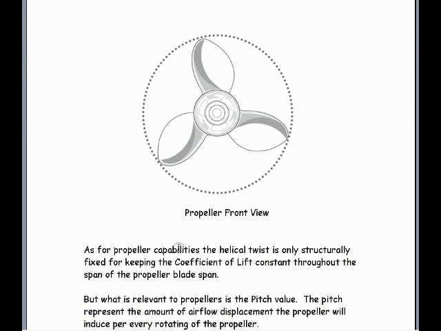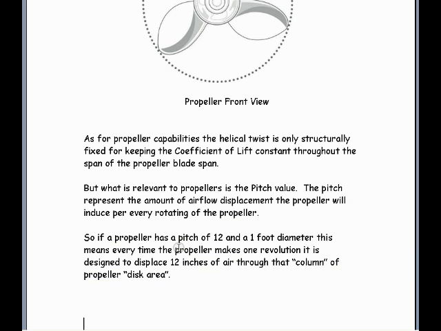So if we look at the propeller from the front view, that would be the column of air being accelerated in an open atmosphere. As for propeller capabilities, the helical twist is only structurally fixed for keeping the coefficient of lift constant through the span of the propeller blade. But what is relevant to propellers is the pitch value. The pitch represents the amount of airflow displacement the propeller will induce per every rotation of the propeller. So if a propeller has a pitch of 12, which is 12 inches, and a 1 foot diameter, this means every time the propeller makes one revolution, it is designed to displace 12 inches of airflow through that so-called column of propeller disc area.